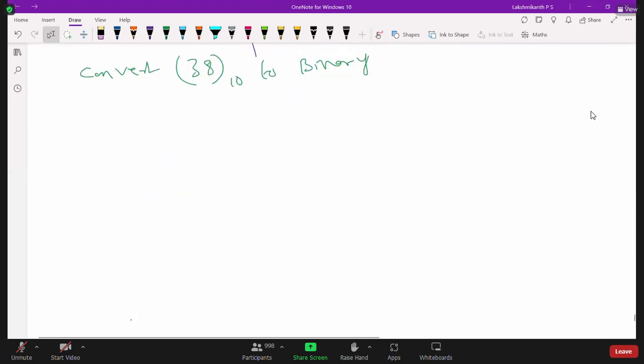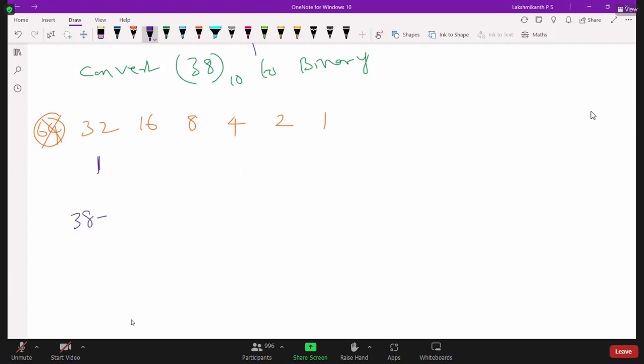Now let us write 1, 2, 4, 8, 16 and 32. 64 is not necessary because 64 is greater than 38. So we need 32, so put 1 here. What is the difference? 38 minus 32, how much? 6. So we need 6 more.